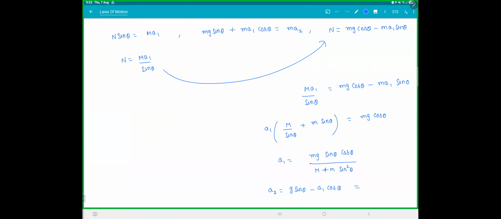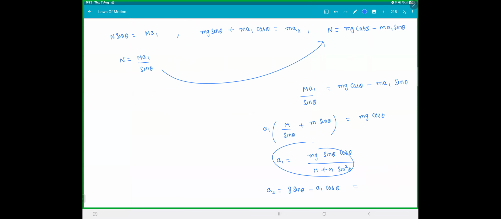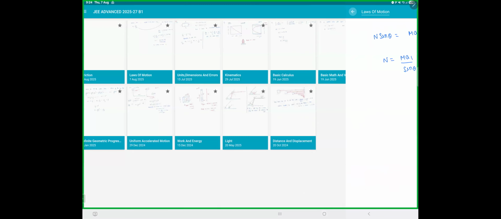So A2, how will you get? Get A1 from here and substitute in this. Take A1 and substitute in this equation. Then you'll get A2 from here. Clear? Yeah.